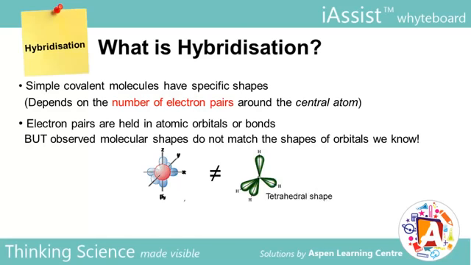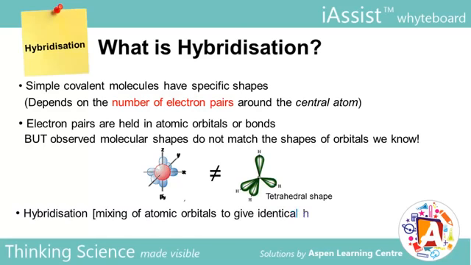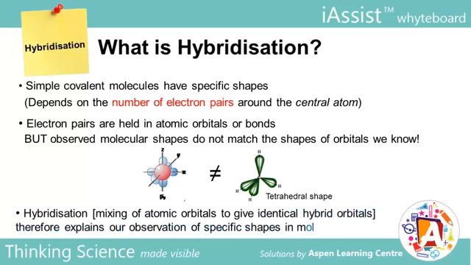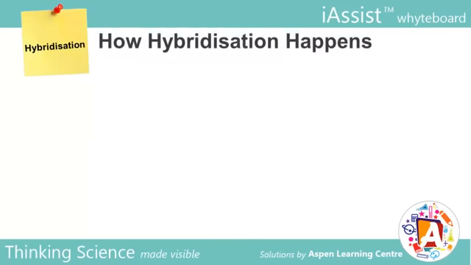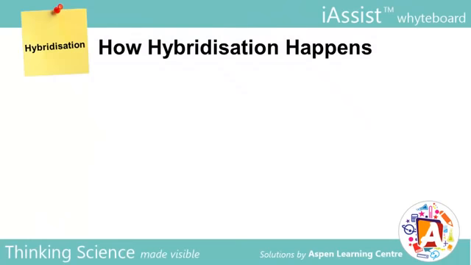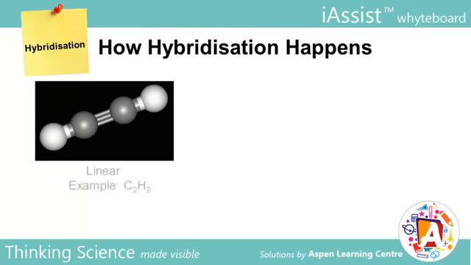We therefore theorize that the atomic orbitals of atoms can somehow mix to give four identical orbitals which will have hybrid character, both s and p, that can result in the actual observed shapes in molecules. This mixing of atomic orbitals is what we call hybridization. Hybridization is frequently discussed using carbon molecules as an example.